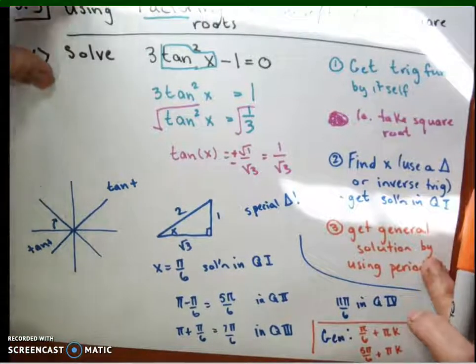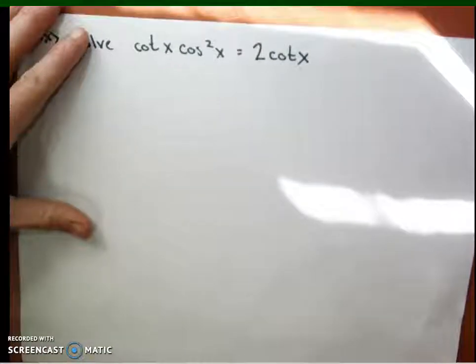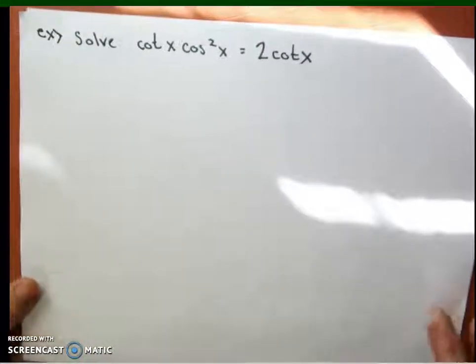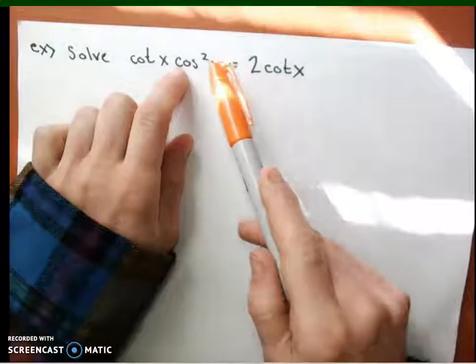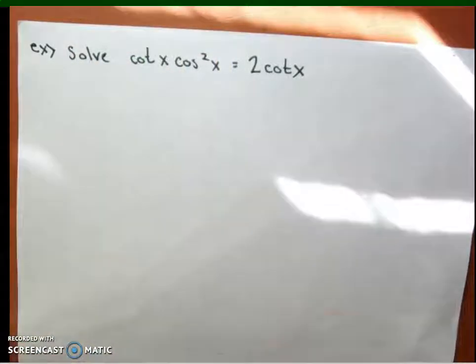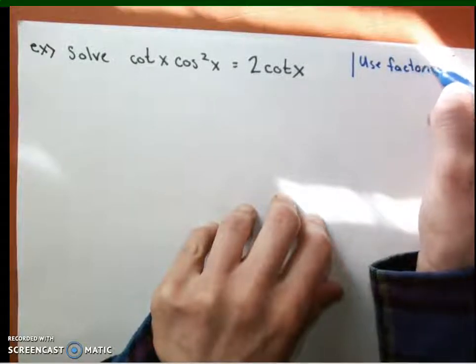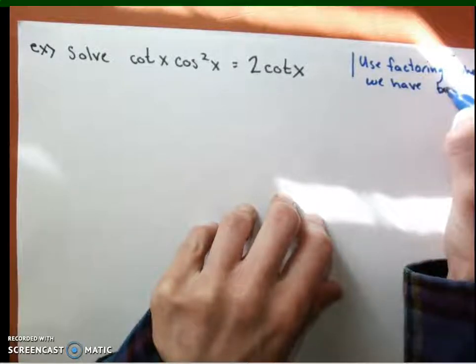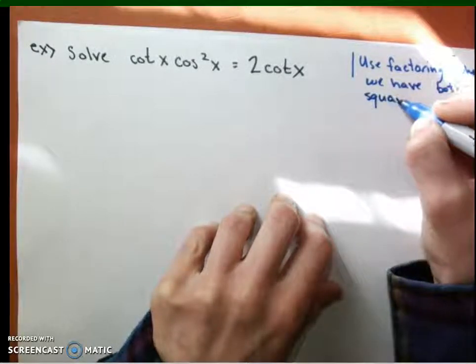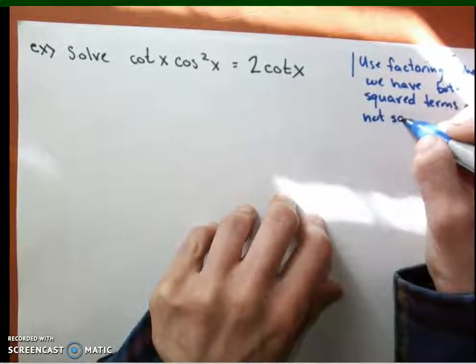So let's do another example where taking square roots will not work, one where we really truly need to use factoring. So here's the example that I want to look at. The reason that we know that we need to use factoring is because I have both squared terms and not squared terms. So we use factoring when we have both squared terms and not squared terms.